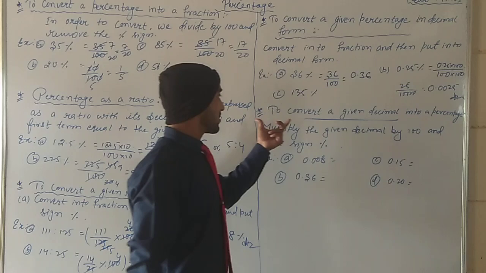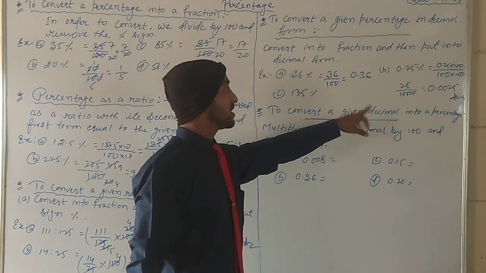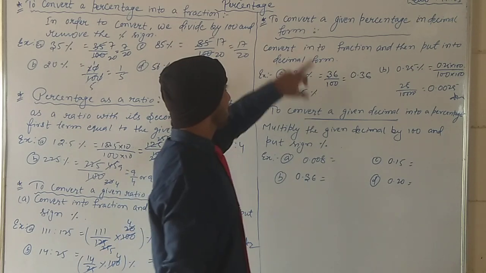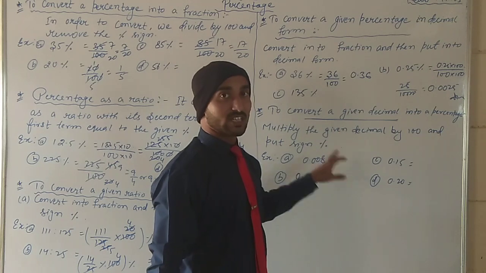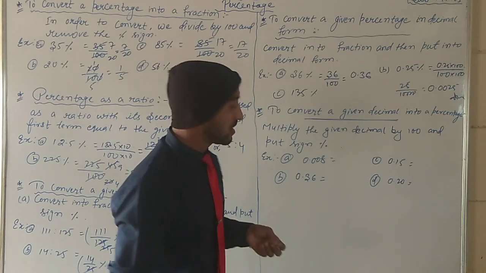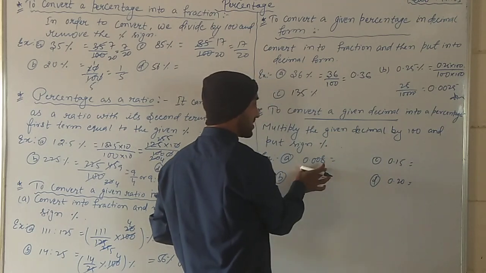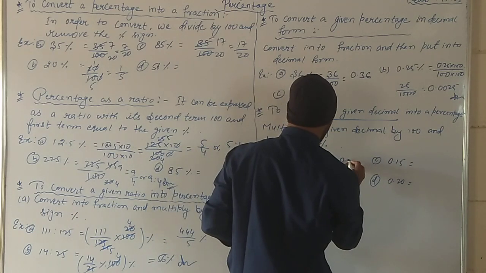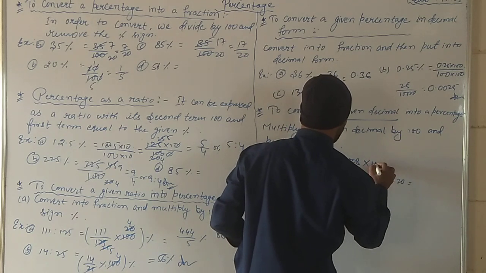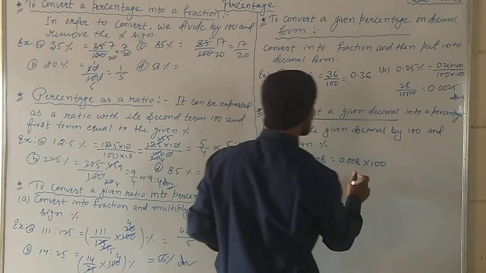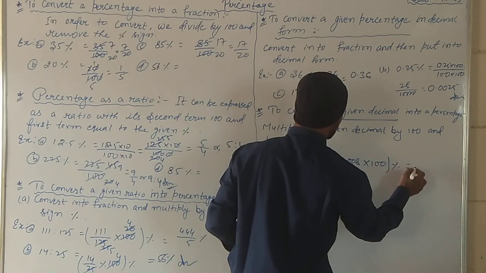See the next term: to convert a given decimal into a percentage. What we did right now, it was already given in percentage and we converted into decimal, but now decimal is given and converted into percentage. So what will we do? Multiply the given decimal by 100. So 0.008 into 100. Okay, students? And put the percentage sign.